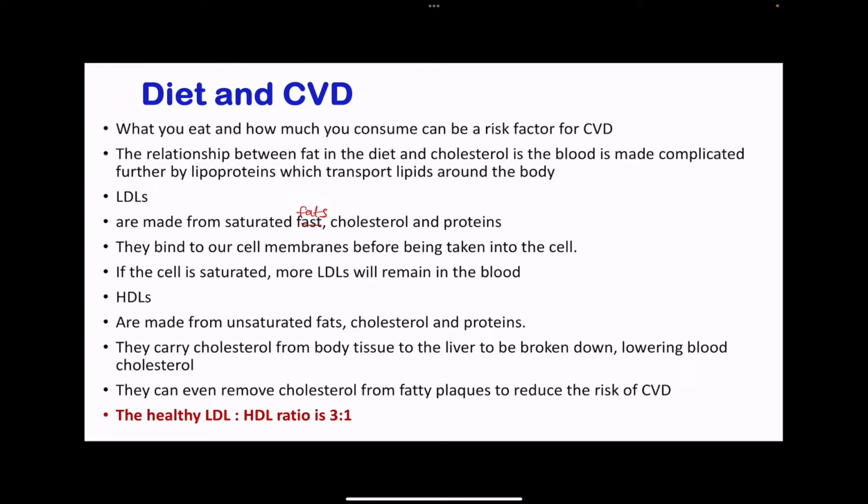When we go to high-density lipoproteins, of course, these are mainly from unsaturated fats, proteins, as well as cholesterol. These carry cholesterol around the body to the liver where it's going to be broken down, decreasing the amount of cholesterol in the body. The HDLs can even remove cholesterol from fatty plaques to reduce the risk of CVD. You need to remember that a healthy LDL to HDL ratio should be 3:1.